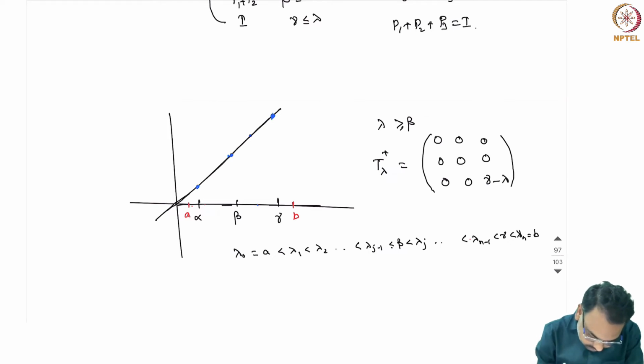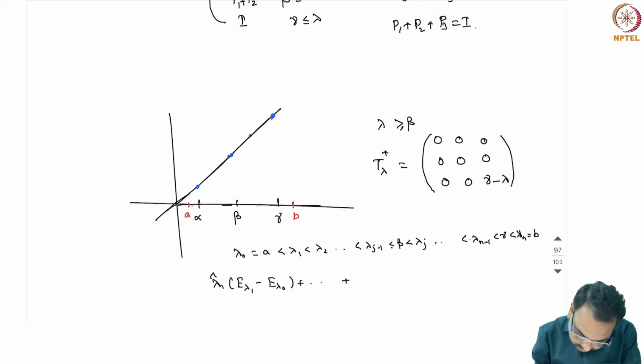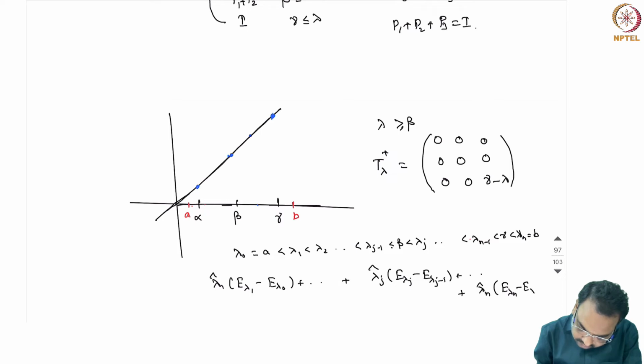the summation, we can take lambda 1 hat times e lambda 1 minus e lambda naught, plus so on. Here you will get lambda j hat times e lambda j minus e lambda j minus 1, and so on. The last one is lambda n hat times e lambda n minus e lambda n minus 1. You will get it like this.